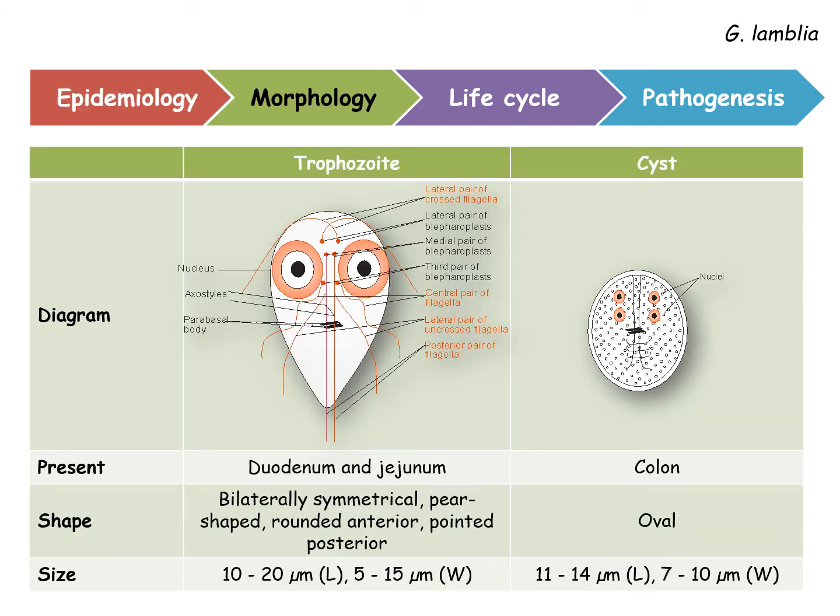This table tabulates the description of trophozoites and cysts. One of the unique characteristics that help us in identifying both trophozoites and cysts is the presence of nuclei, axostyles, and the parabasal body. The trophozoite is usually present in the duodenum and jejunum, while the cysts are usually found in the colon. The shape of the trophozoite is tear-shaped, and the shape of the cyst is oval. Usually, the cysts are smaller than the trophozoites.